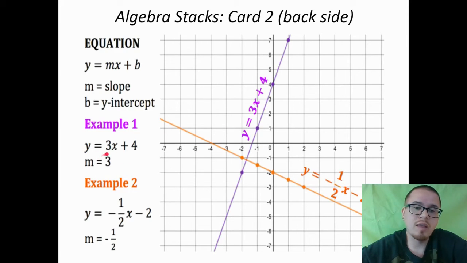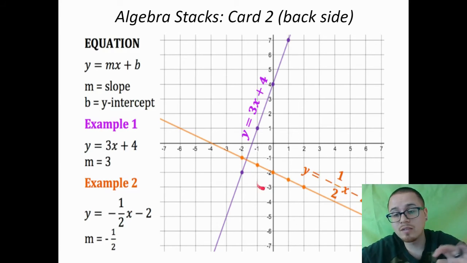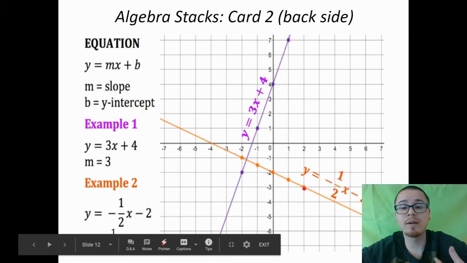The purple equation is y equals 3x plus 4 because the y-intercept, where it crosses the y-axis, is at 0, 4, and the slope is 3 because it's going up 3 over 1. The orange line starts, isn't the word I'm looking for. The y-intercept, where it's crossing the y-axis when x is 0, is negative 2, and then you're going down 1 over 2 to get to the next point.